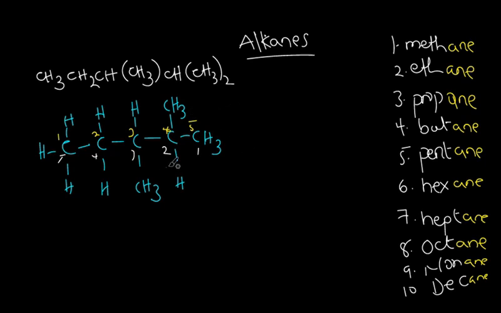Okay, so if this is the numbering we have over here, it means our parent structure has 5 carbons. So 5 carbons is what? Pent. So our parent name is what? Pentane. So we have that down. Now can we notice that this group and this group don't form part of the parent structure? These 2 groups are what? Substituents.